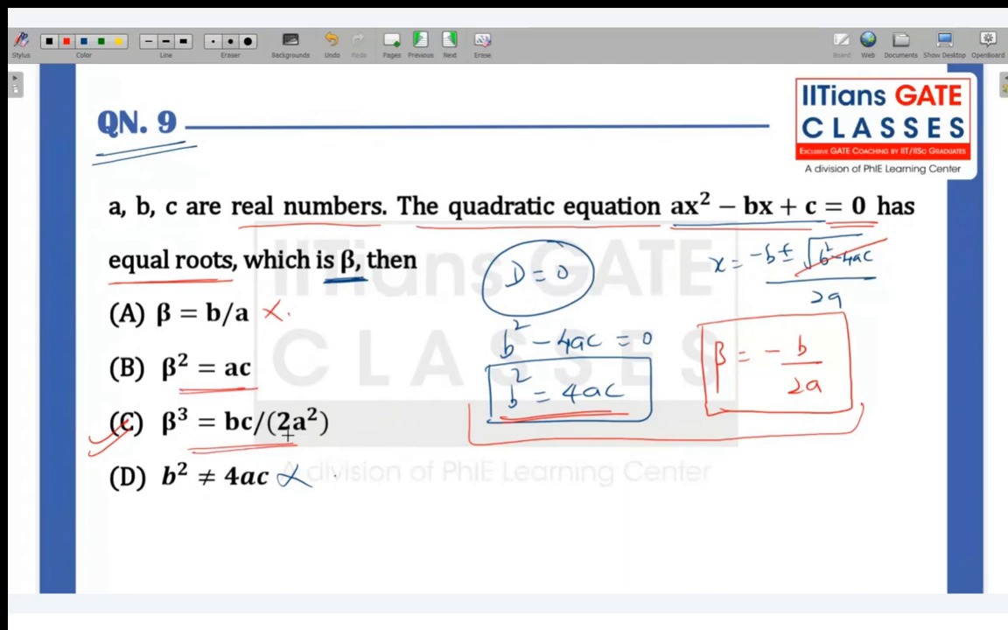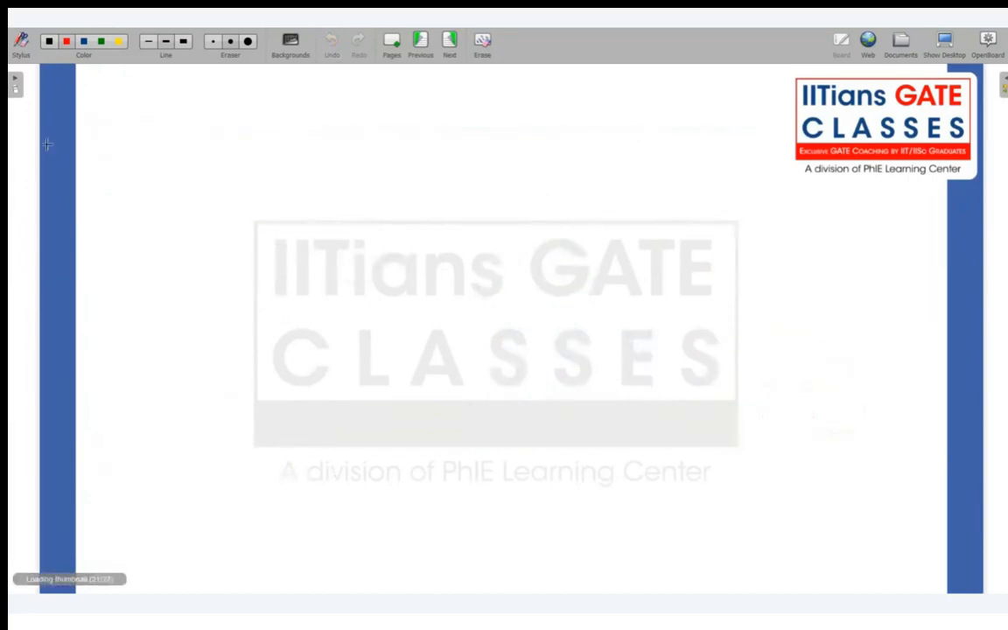Can somebody help me to get it? Anybody got the answer? So see, you have to think algorithmically. Whenever the roots are equal and real, your roots are the same, so you should say x minus beta square should be equal to 0. This is the equation, basically.